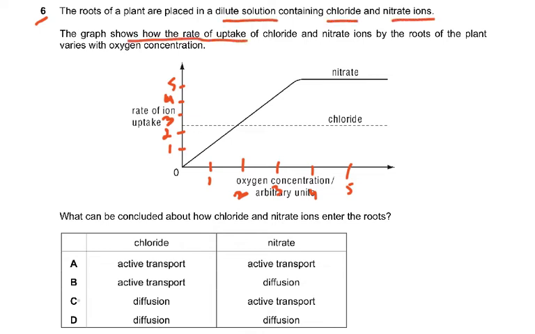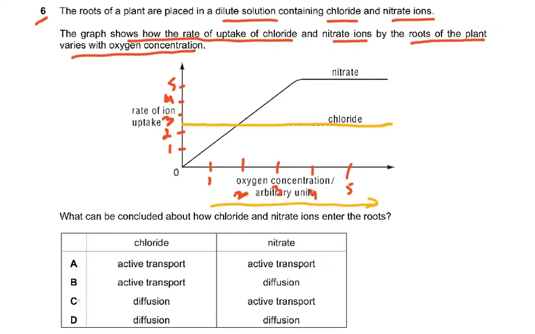The graph shows how the rate of uptake of chloride and nitrate ions by the roots of the plant varies with oxygen concentration. Now, if the oxygen concentration changes, so I put in figures 1, 2, 3, 4, 5, and I put in figures here for the rate of ion uptake. Now the interesting thing is that the chloride ions' rate of uptake remains 2.5, even though we keep on increasing the oxygen concentration.